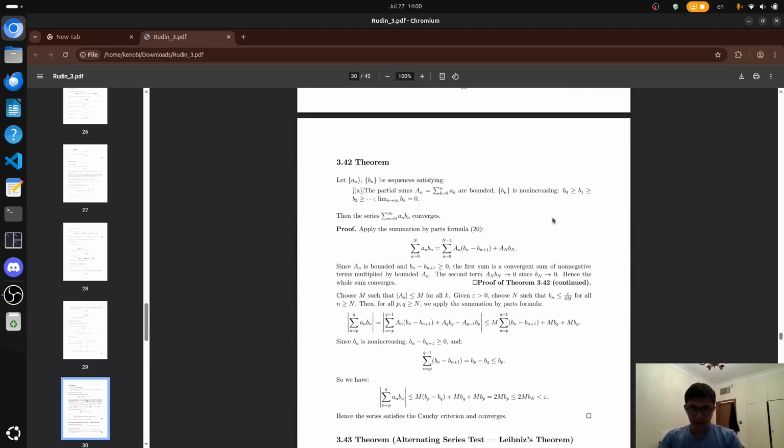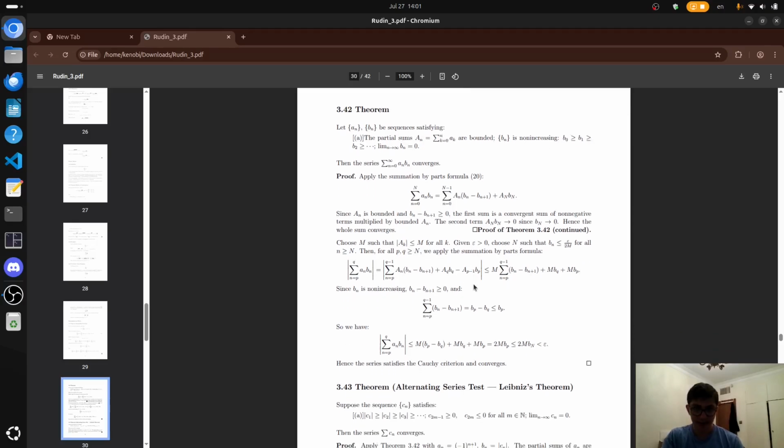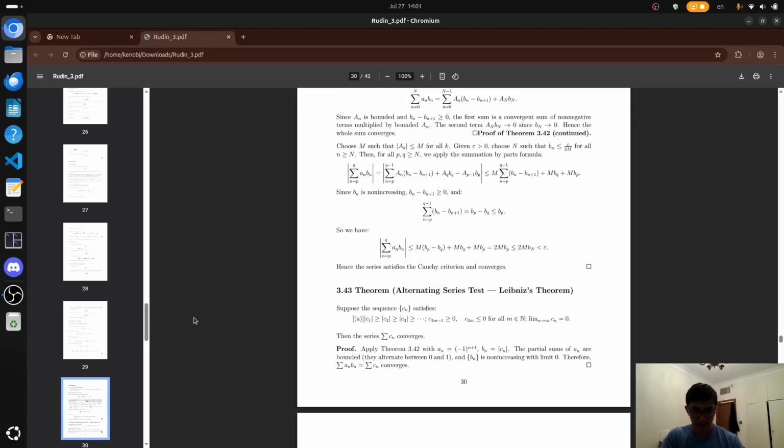Okay, and now we have the following theorem. This is the Leibniz theorem for alternating series, which you've seen in calculus. No, my bad. This is the Leibniz theorem. I'm going to show it to you later.